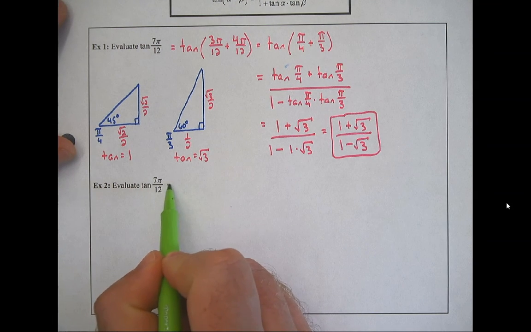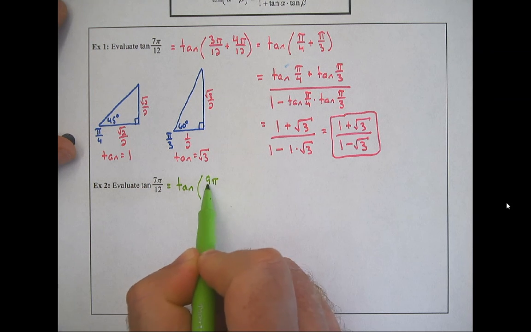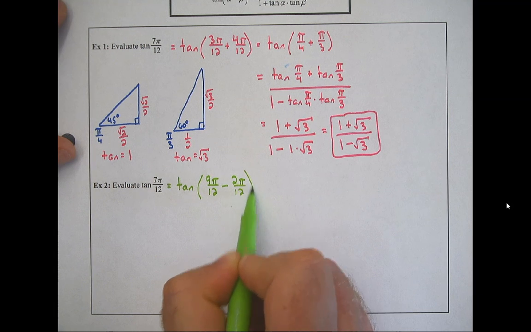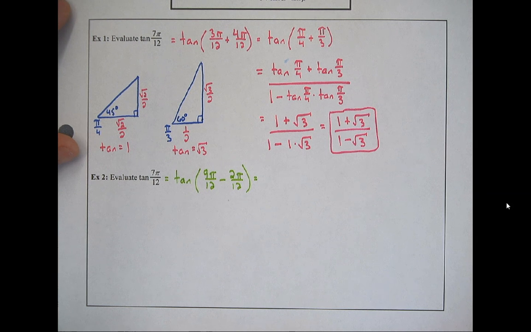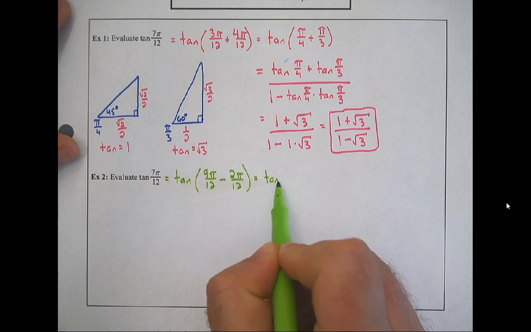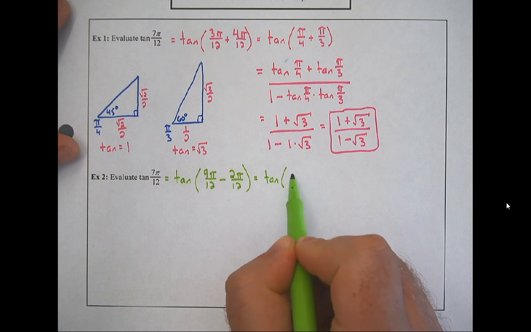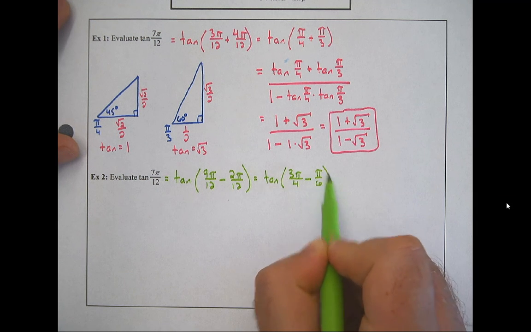So this is equal to the tangent of 9 pi over 12, take away 2 pi over 12, which equals, and now pause again and try to finish this on your own. So that would be what? Tangent of, both divisible by 3, so that's 3 pi over 4, minus, both divisible by 2, so that's pi over 6.